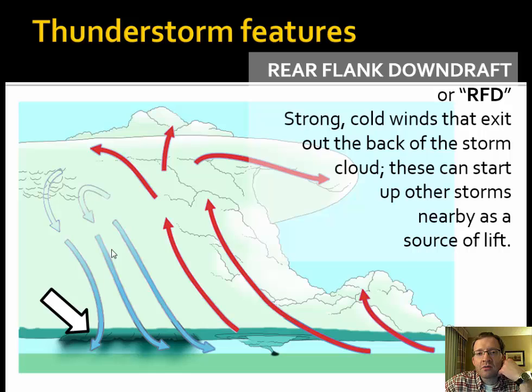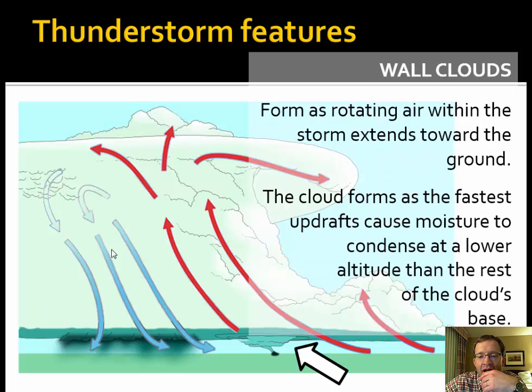One of the features is called rear flank downdraft. Rear flank downdraft, or RFD as storm chasers refer to it, are those cold winds that I mentioned to you in the last video and in the lift source video of air blowing down and out the back of a storm cloud. So I won't go further into those right here because you've already heard those, how they can kick up storms nearby.